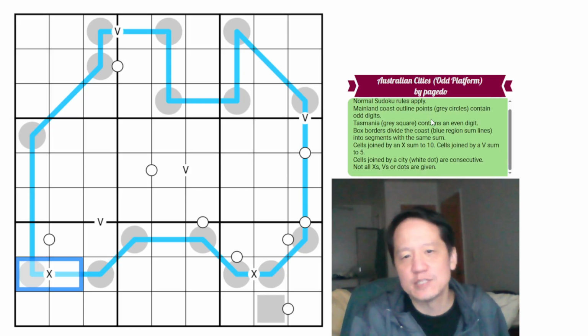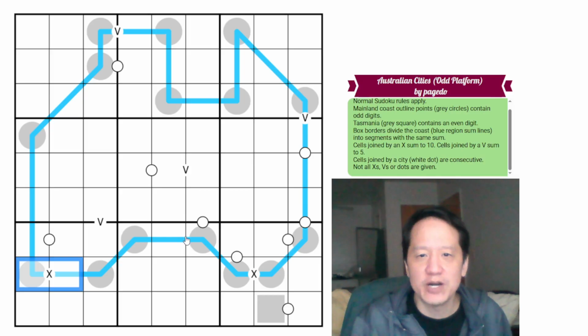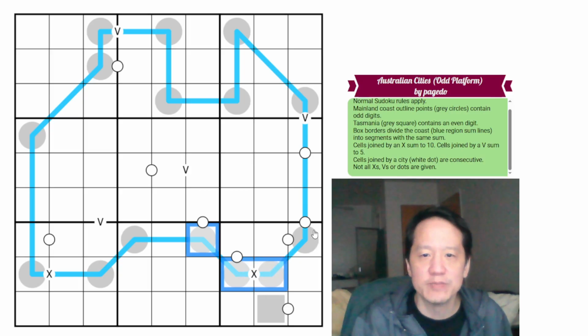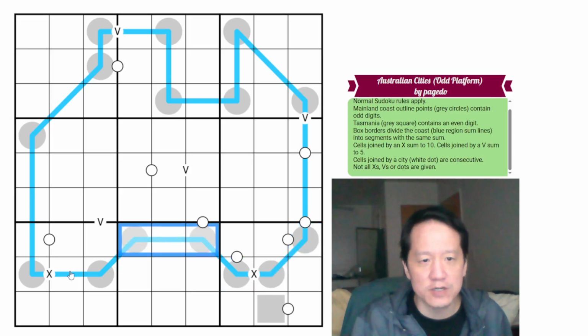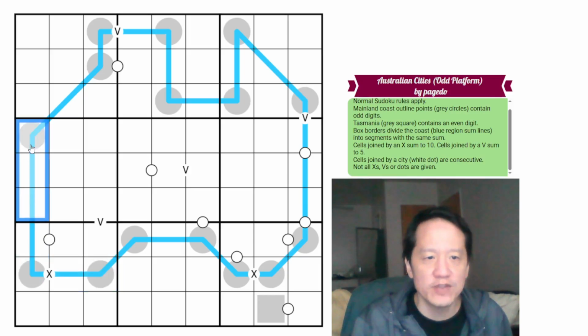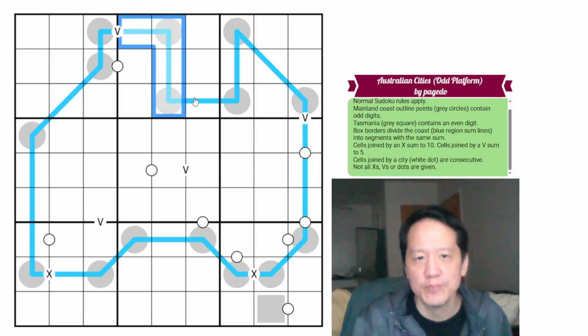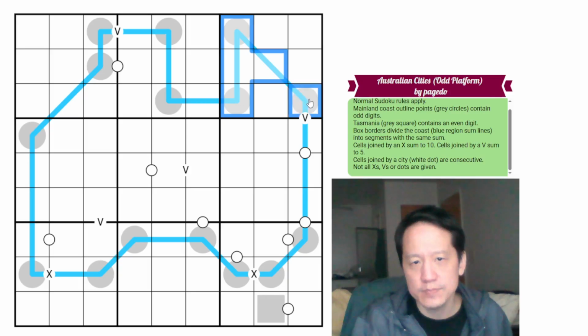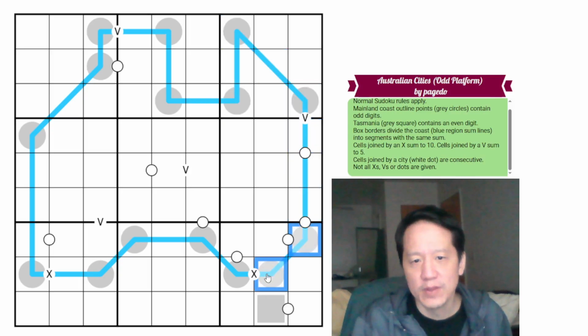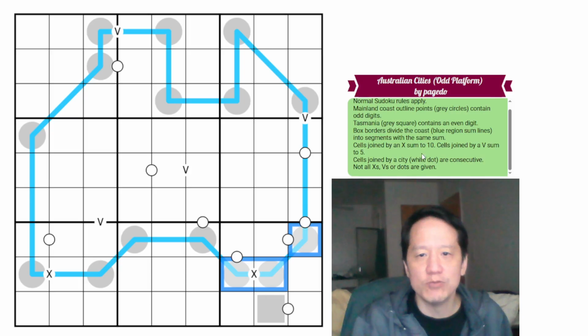Specifically, box borders divide the coasts, the blue region sum lines, into segments with the same sum. So basically, these 3 digits are equal to the sum of these 4 digits, which is equal to the sum of these 3 digits, which is equal to the sum of these 3 digits, etc. And that's how region sum lines work.